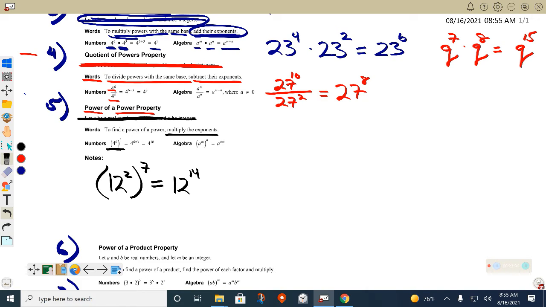Pretty straightforward, I trust. Let's do it with a variable. Let's go t to the 8th raised to the 10th. Power raised to the power. Power of power.